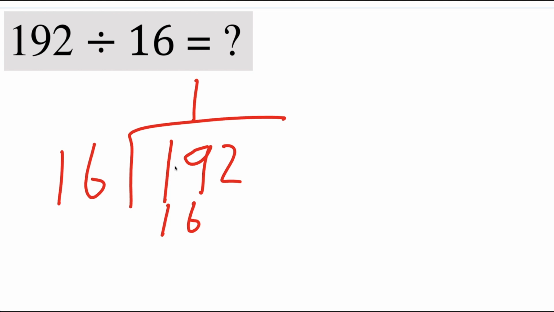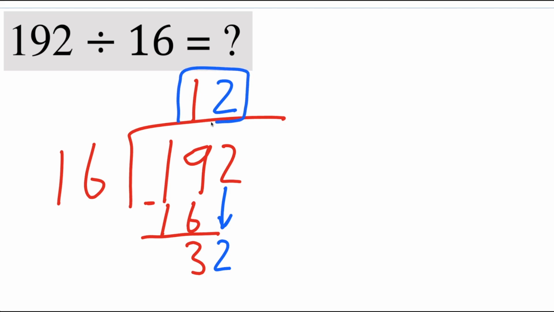Our next step is to subtract these two pieces. So 19 minus 16 is 3. Next, we need to bring down this 2, and I'll change colors. So we get a 32. So we think to ourselves, 16 times what gives you 32? And we know 16 times 2 is 32. And that's pretty much it for this problem. So the final answer to 192 divided by 16 would be 12. And that's how we can divide by whole numbers.